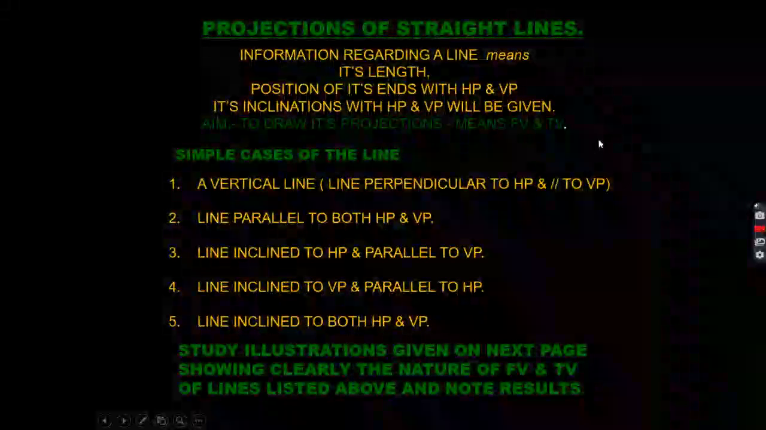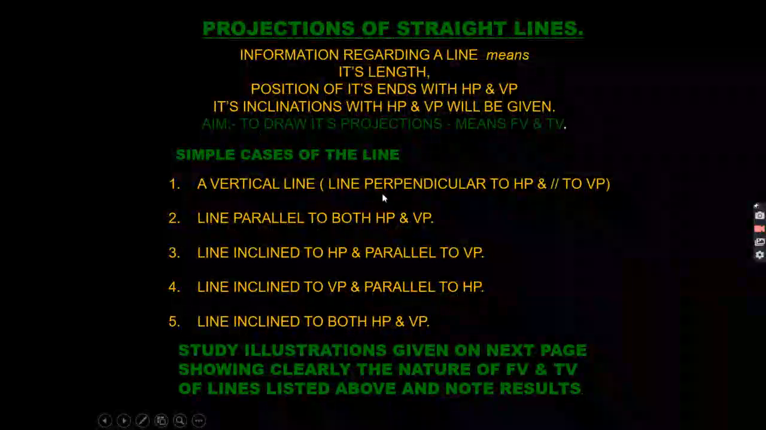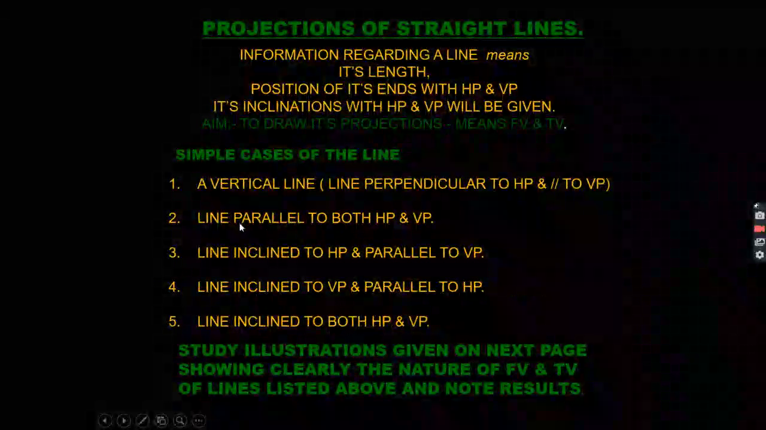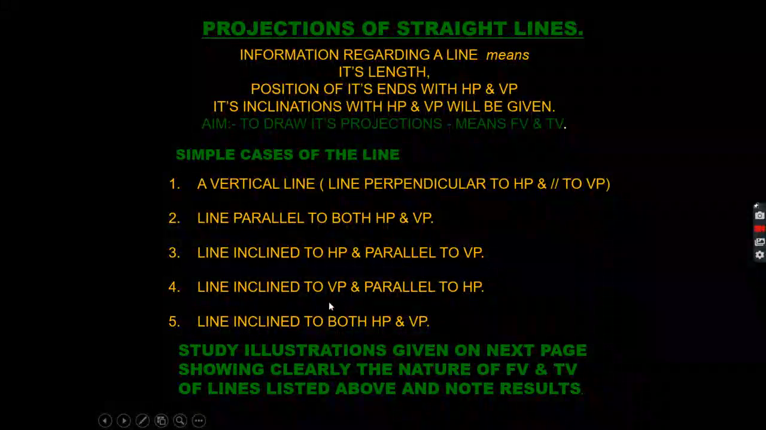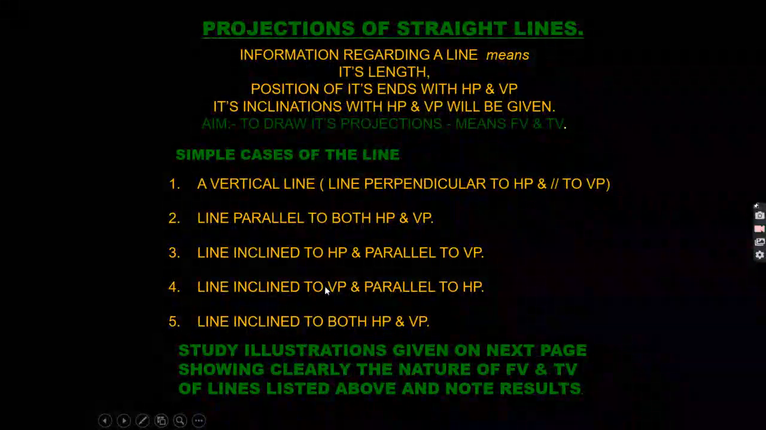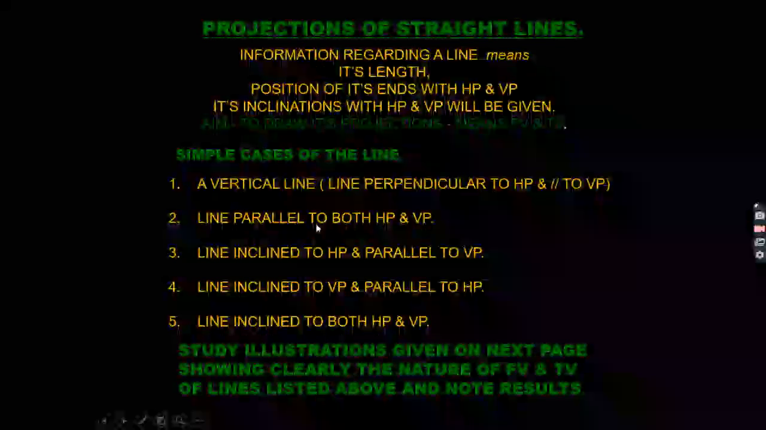And if asked, you have to draw also the side view of any line. Okay, here are some simple cases, like a vertical line is given, and here it is perpendicular to the HP and parallel to the VP. The other examples are line parallel to both HP and VP, line inclined to the HP and parallel to the VP, line inclined to the VP and parallel to the HP, and the line inclined to each; we will see every case in the next few slides.